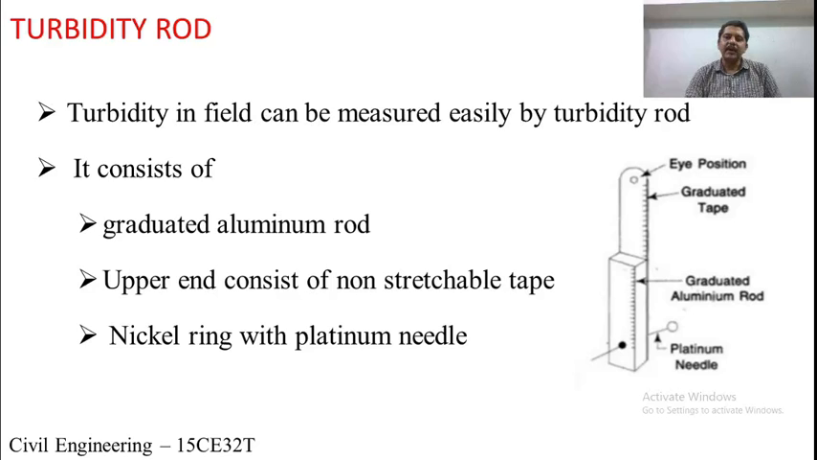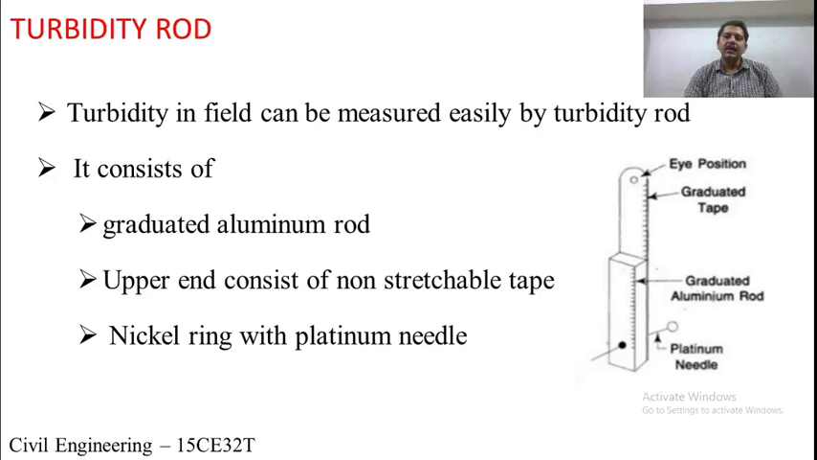On the lowermost part there is a platinum needle. You can observe there is a platinum needle, and in the uppermost part there is a graduated tape. There is non-stretchable graduated tape which is used to insert the turbidity rod into the water, and an eye position is marked on the top. You can observe there is a hole where it is marked as eye position.